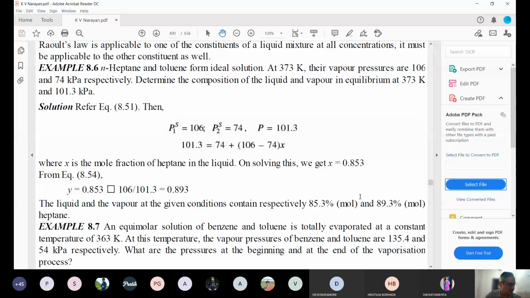Is the total pressure given? No, it is not given. P1s is given, P2s is given. P1s, P2s are given or not? Yes, sir. So x1 is given, right? x1 is 0.5, P1s is given, P2s is given. What can we calculate? P, the total pressure. You can calculate total pressure because P1s, P2s and x1 are given. So calculate P first.